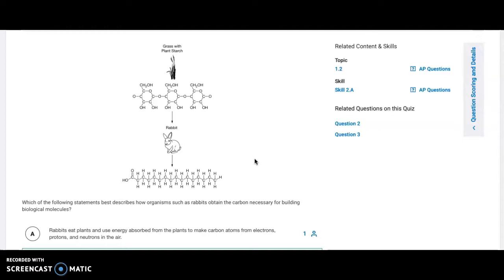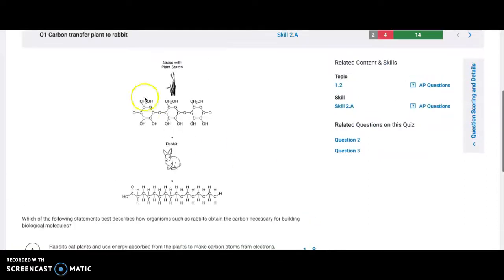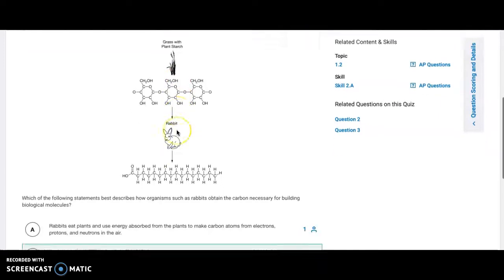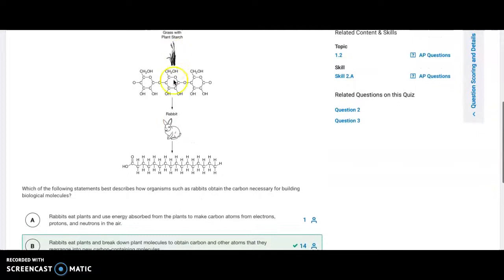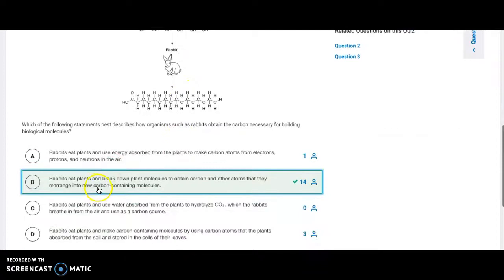carefully analyzing diagrams. So in the first one, we have a plant that has these structures. The material goes into the rabbit, and then the rabbit creates this structure. You do need to be able to follow arrows in a diagram. They're always going to show you the direction of the flow of either information or materials or whatever. In this case, it says which best describes how organisms such as rabbits obtain the carbon for building biological molecules. And we see that it looks like the rabbit obtains it from the grass with the starch. The correct answer most of you selected was B.